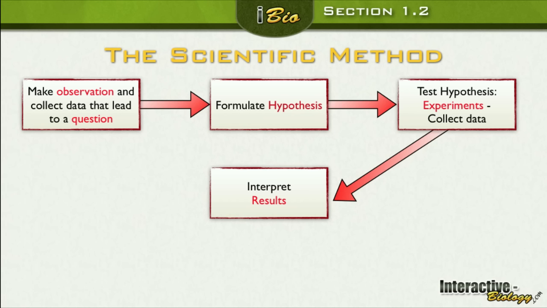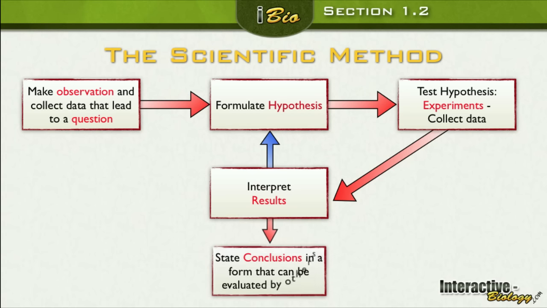Okay, you want to go back to your hypothesis. You want to reformulate a hypothesis, right? So you're going to go back to the hypothesis stage, and you'll do that over again, do some more experiments, get some results, interpret those results. Ultimately, what do you want to do? You want to state your findings, and what do you call that? Your conclusions. So you're going to state your conclusions, but it has to be in a form that it can be evaluated by others.